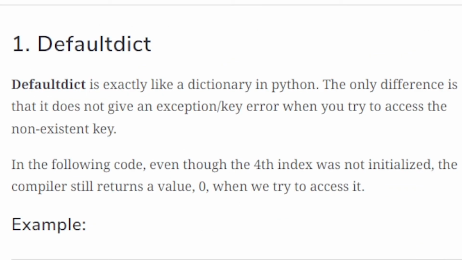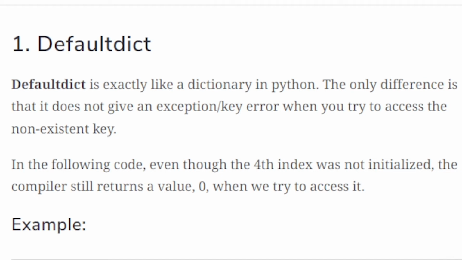So defaultdict is exactly like a dictionary in Python. The only difference is that it does not give an exception or key error when you try to access a non-existent key. As we studied earlier, with a normal dictionary, accessing a non-existent key gives you an exception or a key error, but using the defaultdict, it doesn't give you that error. In the following code, I haven't initialized the first index, but when I run my code, we are going to see that it doesn't give me an error.